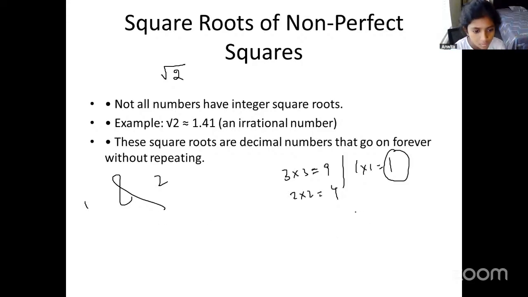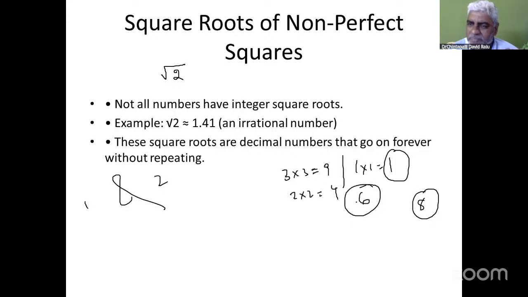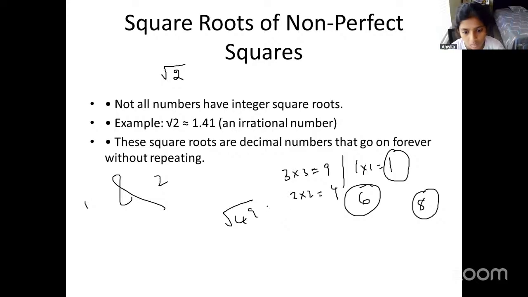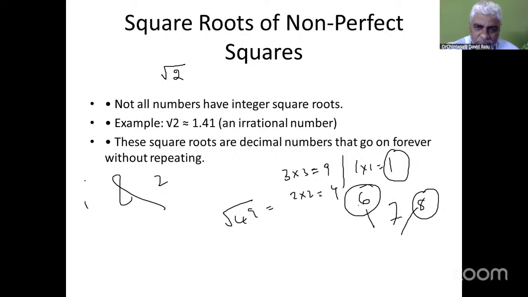In the previous example, we tried 6 and we tried 8. For 6, we got a smaller number. For 8, we got a bigger number. Got it? In the process of finding the square root of 49, for 6 we got a smaller number, and for 8 we got a bigger number. Then what did we do? We tried to find a number between 6 and 8. That is 7.